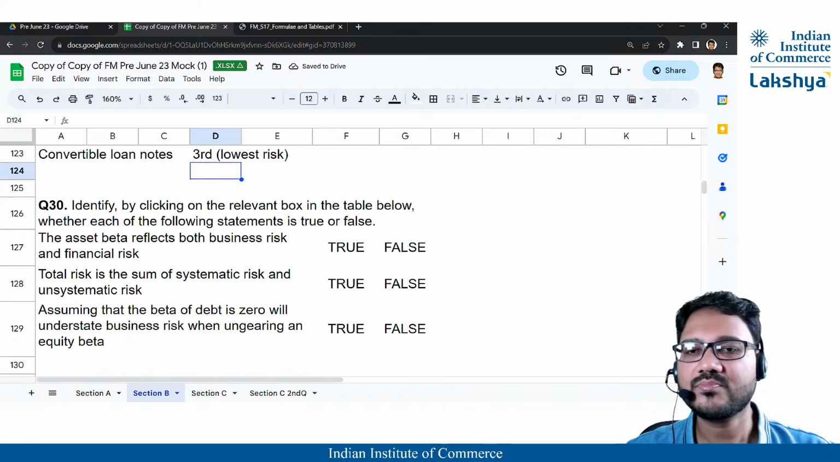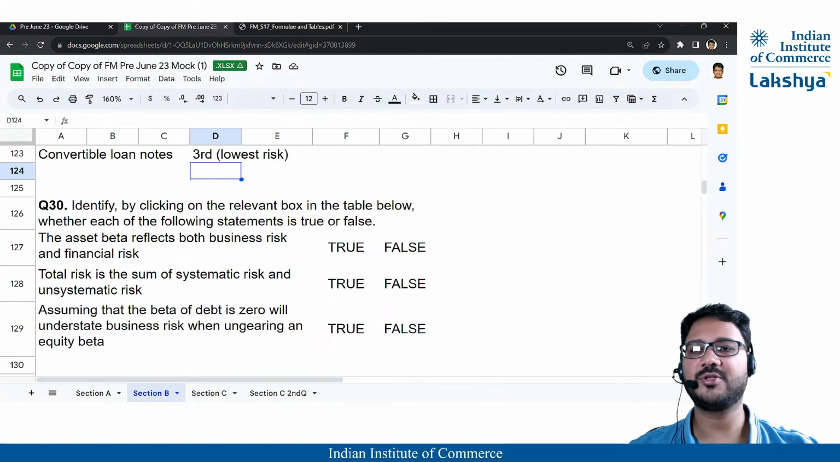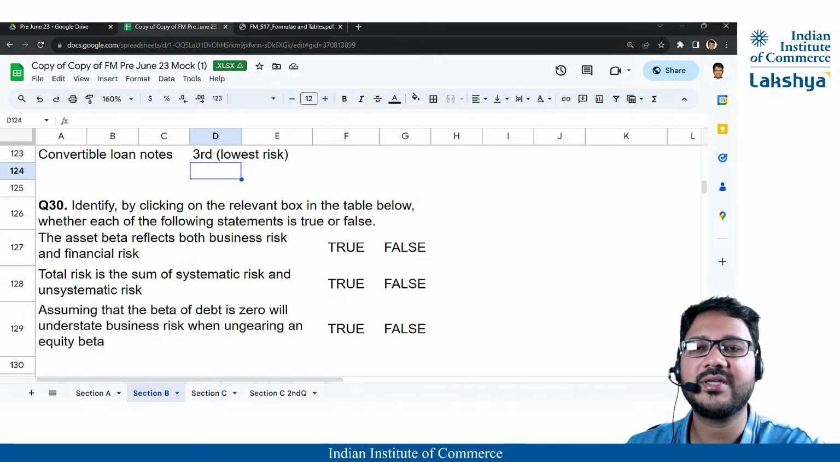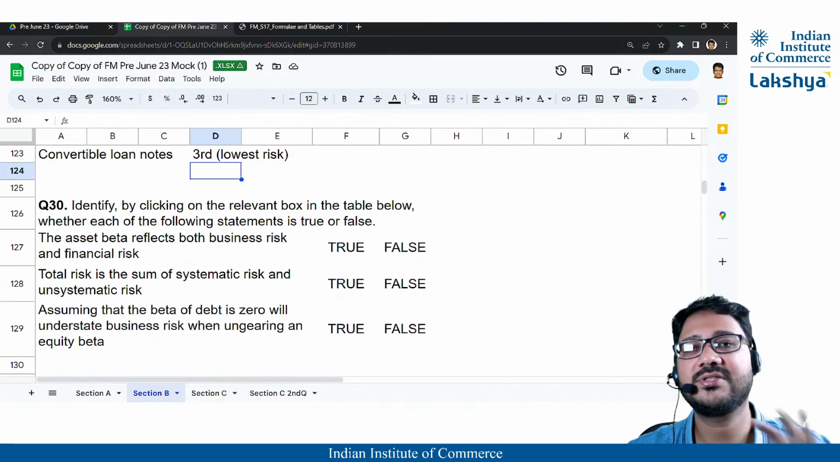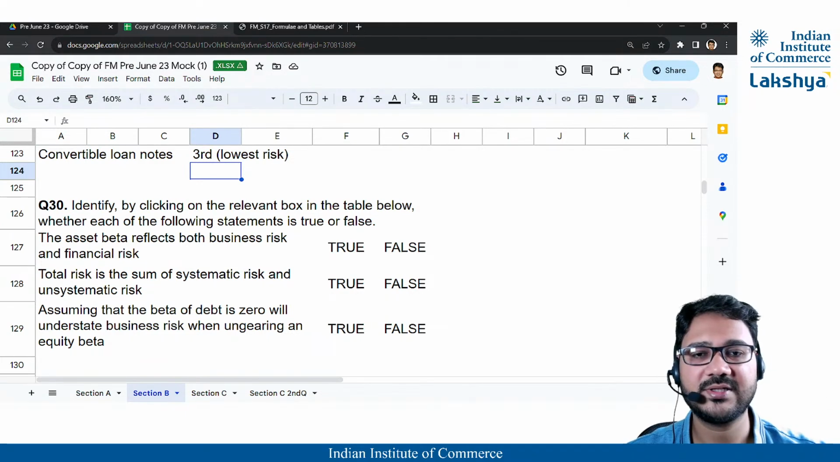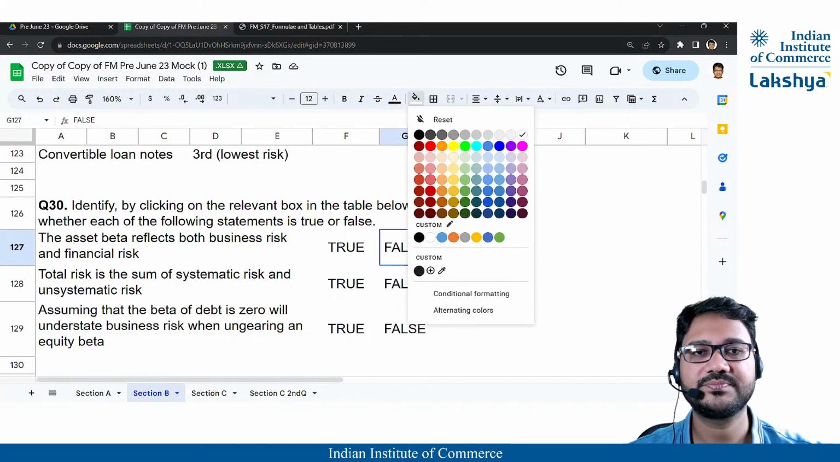Moving on. This is the last question, question number 30. Identify by clicking on the relevant box in the table below whether each of the following statements is true or false. The asset beta reflects both business risk and financial risk. No, asset beta is ungeared beta. That means it removes the gearing effect, removes financial risk. It's basically an all equity financed company. So this is false.